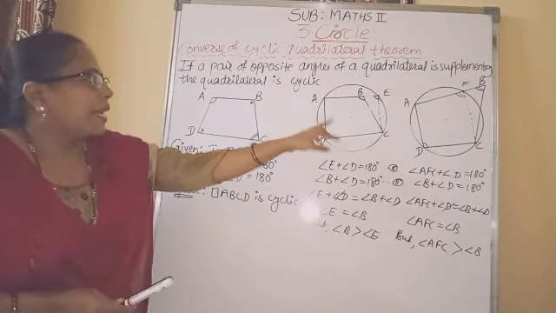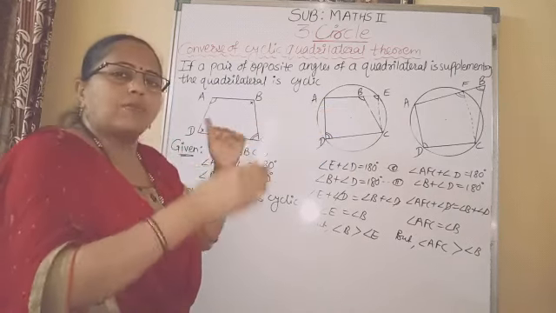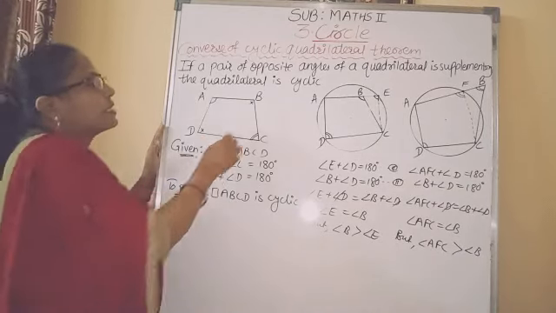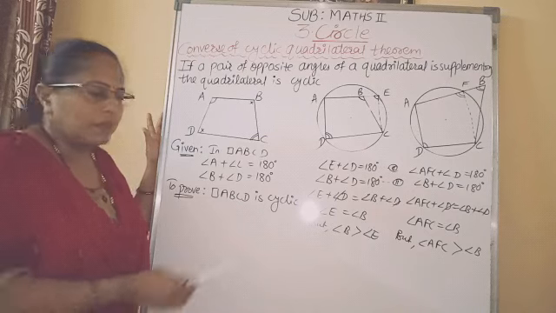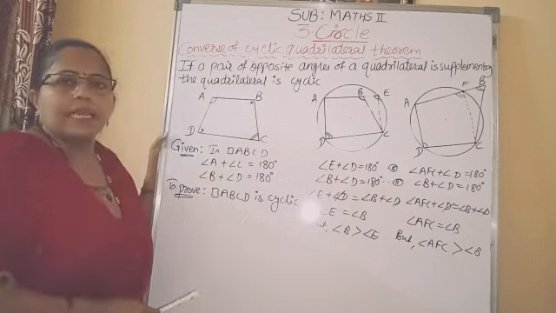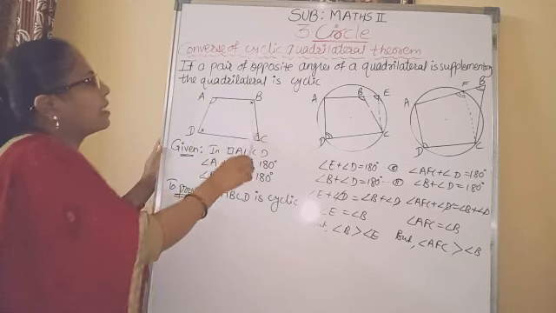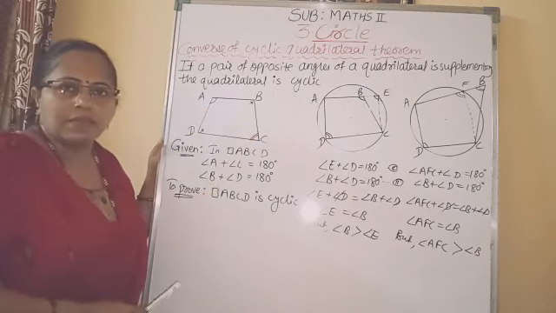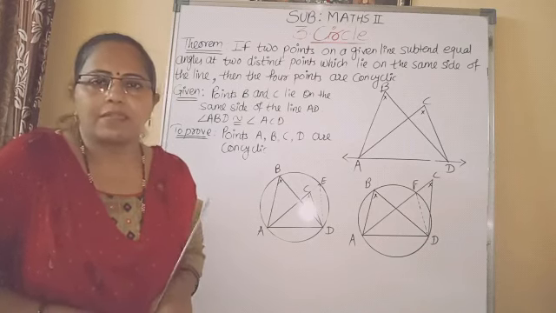Points A, D, C are already on the circle. We got the fourth point B also on the circle. So as all four vertices are on the circle, quadrilateral ABCD is cyclic. So this way we proved the converse of the cyclic quadrilateral theorem by the indirect method. If opposite angles of a quadrilateral are supplementary, then the quadrilateral is cyclic. Followed? Students, we proved the converse of the cyclic quadrilateral theorem.